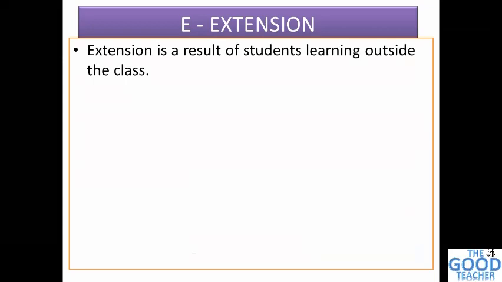The last E in the triple E framework is extension. And what we say extension is, okay, so extension is as a result of students learning outside the class. Okay, so most times class hours are limited so that teachers normally don't complete what they are supposed to teach students, or what students are supposed to know. They are not able to go through all the methods and the procedures that students need to get the knowledge that they need to know.